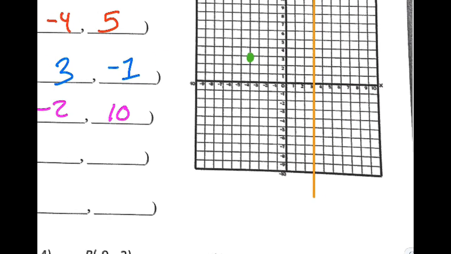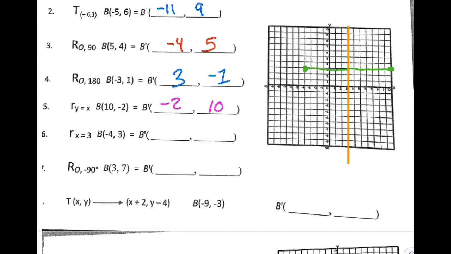So we went over 7 and then over 7 more. And that puts us at 10, 3. There is no rule when you're reflecting over lines that aren't the axes or y equals x or a special line. When it's a random line, counting boxes is the best way to go.